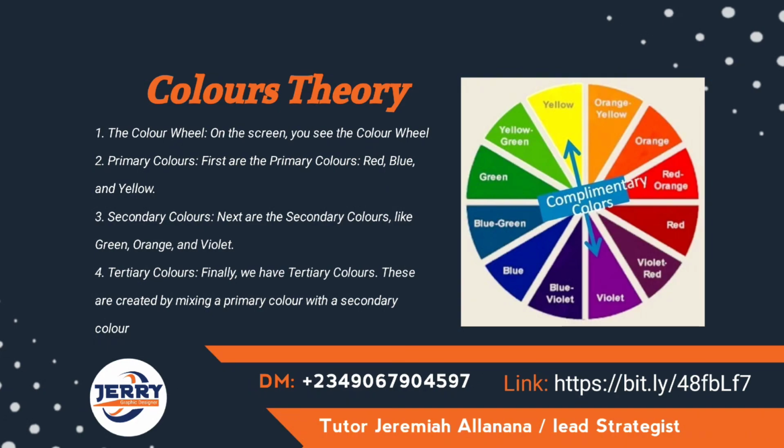For example, blue and yellow give us green. Don't worry, when we come to the practical, you will understand and know how to use this. Now, number 4, tertiary colors. These are created by mixing a primary color with a secondary color next to it, like blue and green or red and orange. This is where you get those rich, professional shades that make your branding stand out.